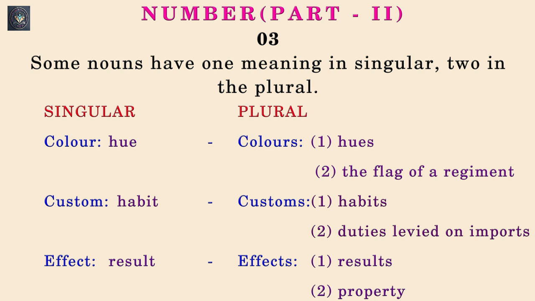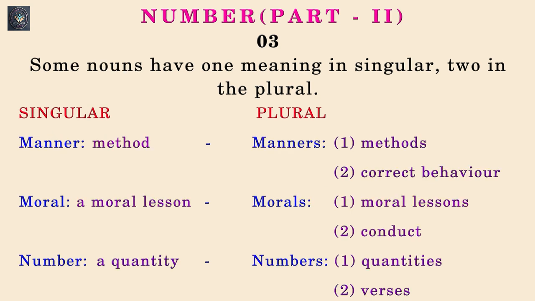In singular, effect has only one meaning, that is, result. In plural, effects has two meanings, that is, results or property. In singular, manner has only one meaning, that is, method. In plural, manners has two meanings, that is, methods or correct behavior. In singular, moral has only one meaning, that is, a moral lesson. Whereas, in plural, morals has two meanings, that is, moral lessons or conduct.